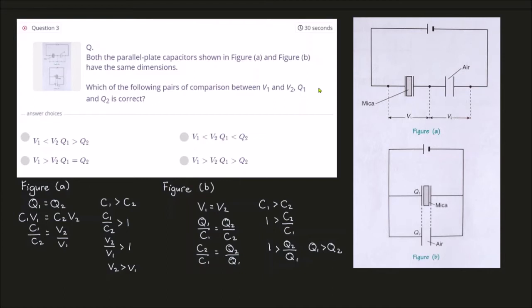So with all the things that we have said just now, we are able to arrive at the conclusion that the answer should be this one: V1 is smaller than V2, whereas Q1 is greater than Q2.